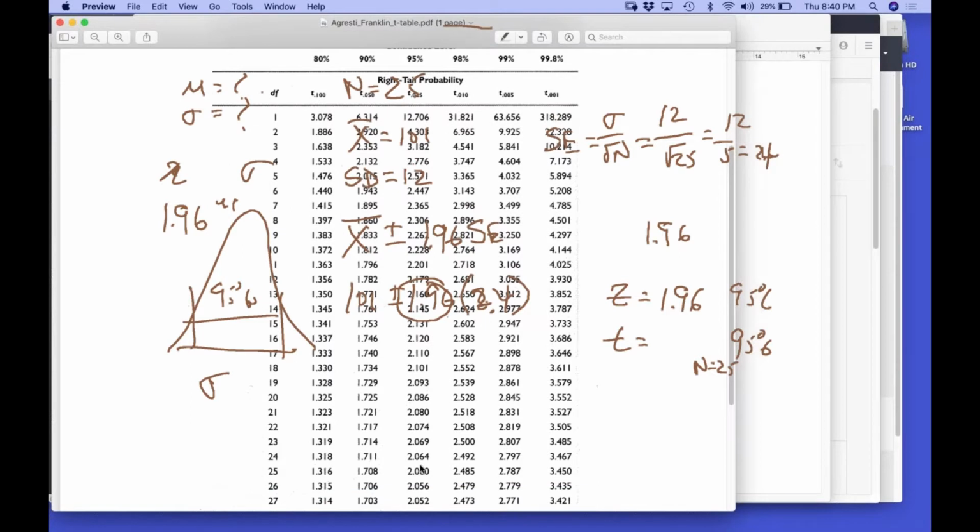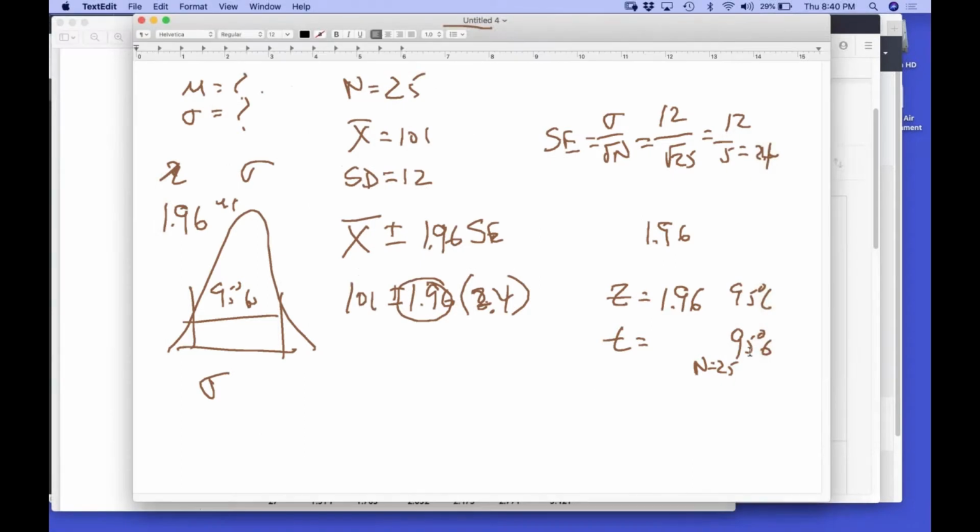No, we're creating the confidence interval. Right, yeah, okay. So we want a 95% confidence interval. So instead of 1.96, I'm going to use 2.064 instead. So I'm going to get rid of that. It's going to be 2.064.